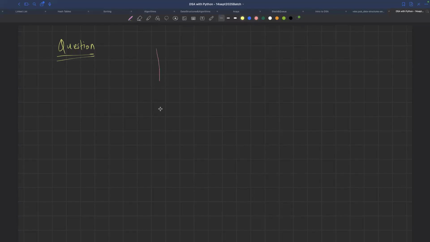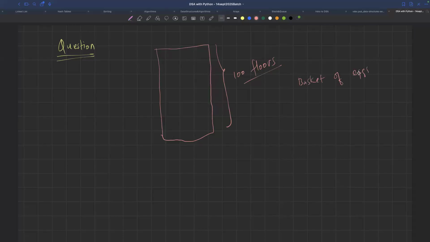Okay, suppose there is a building, and the building is having 100 floors. Okay, and you are having a basket of eggs. And each egg can break from a given floor.